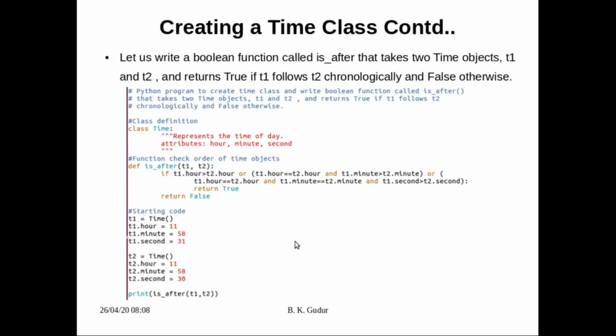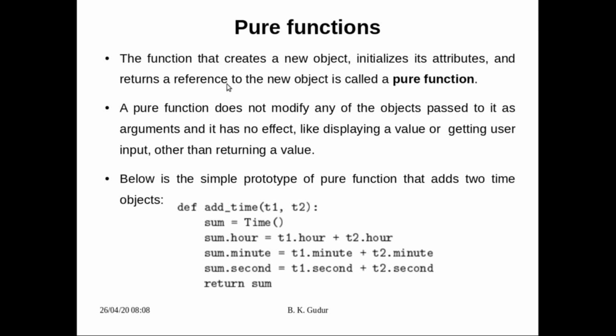This is what we have discussed, and next we are going to discuss one more new terminology called pure functions. The function that creates a new object, initializes its attributes and returns a reference to the new object is called a pure function. Means a pure function is one which should create a new object, initialize its attributes and later return the reference to that object. Such a function is called a pure function.